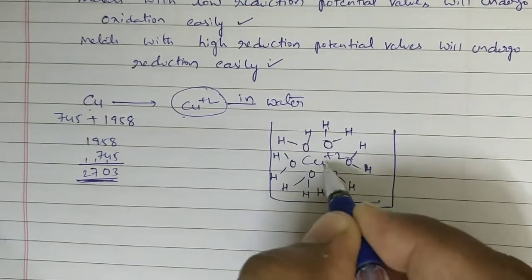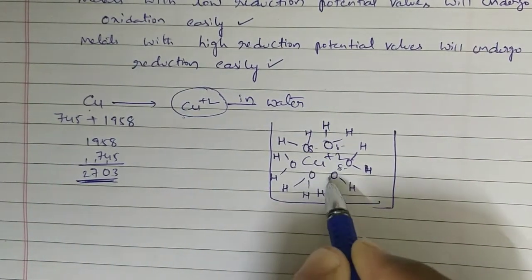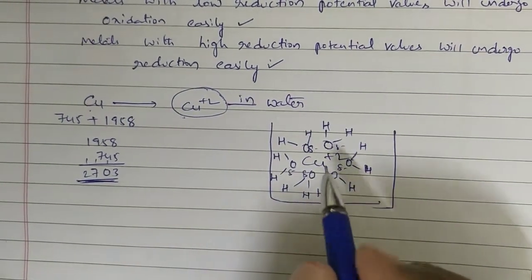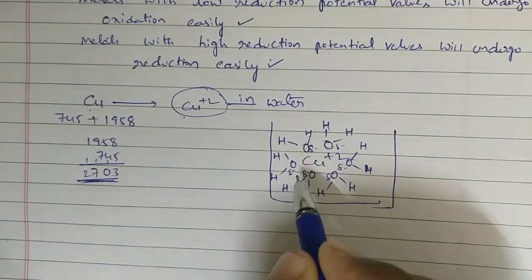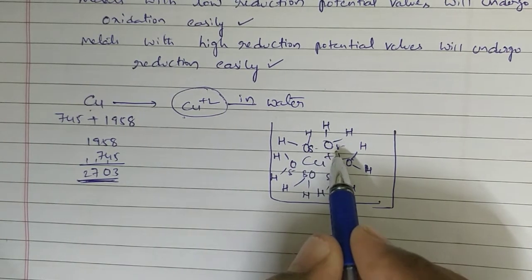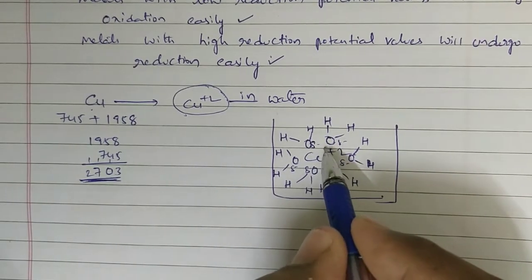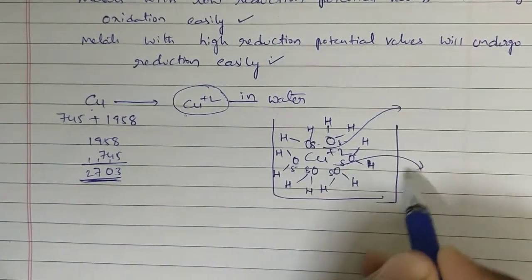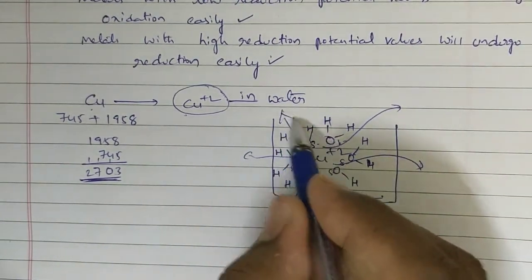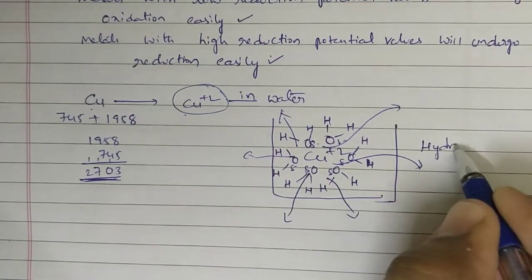Copper contains which charge? Positive charge. So the oxygen, with partial negative charge, is nearby, pointing hydrogen outwards, like this. This Cu+2 is going to be surrounded by water molecules. There is an attraction between opposite charges, the partial negative charge of oxygen and Cu+2. Because of that, some amount of energy will be released. That amount of energy released when that ion is surrounded by water molecules is called hydration energy.